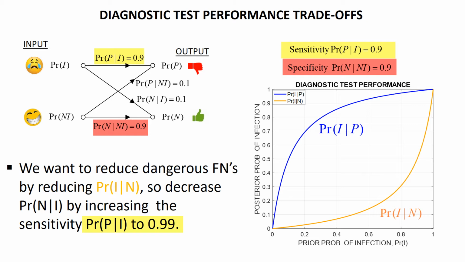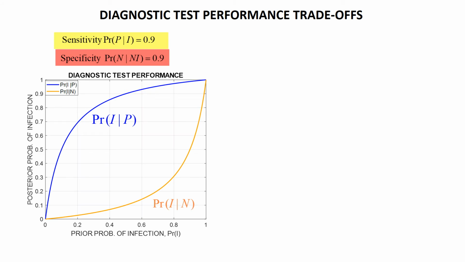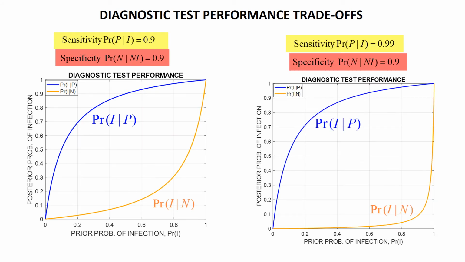So what we want to do is reduce that, and one way to do that is to increase the sensitivity. So let's increase the sensitivity to 0.99. So that's 0.9 and 0.9, and we change the sensitivity to 0.99. Then what happens is that the orange curve hugs the x-axis more and reduces the probability of a false negative if you've tested negative. So we get a small increase as well in the probability that you're infected given that you test positive, and that's fine, and we get a large reduction in these false negatives, which is good.